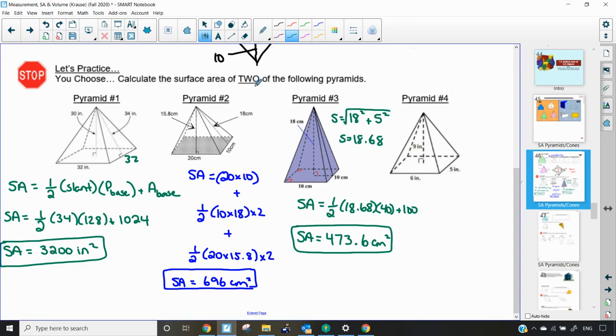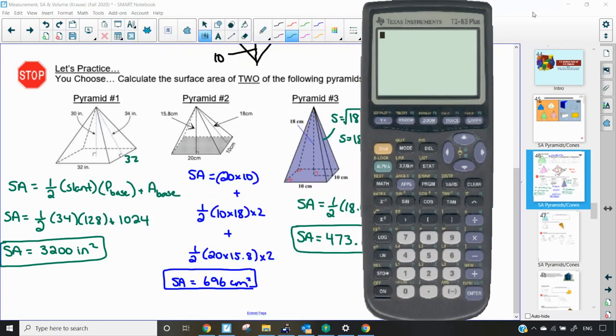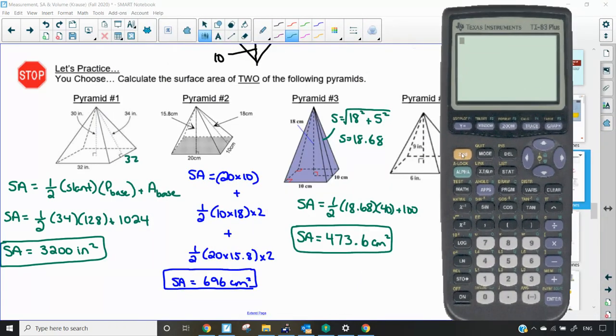Now, taking a look at our third pyramid, this one doesn't give us a slant height. Instead, we're given a height of 18 centimeters. We know that it's a square-based pyramid, so we have 10 by 10. And so in order to find my slant height, I have to use the Pythagorean theorem. And so I'm going to have the square root of 18 squared plus 5 squared, and that gives me 18.68. Again, on my calculator, I'm going to keep that exact. So if I type that into my calculator, I would have the square root of 18 squared plus 5 squared.